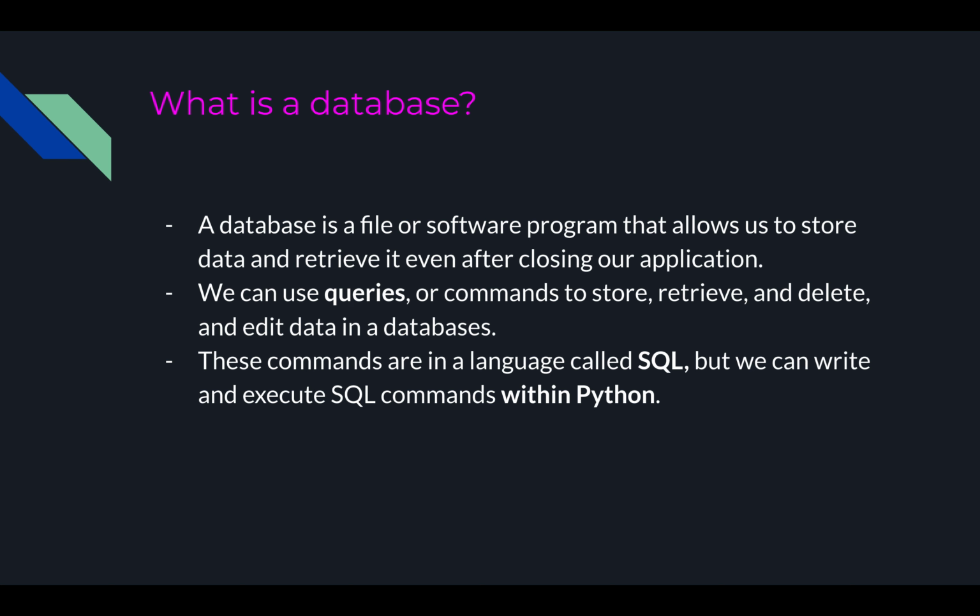So, a database is a file or software program that allows us to store data and retrieve it even after closing our application. Especially if you're new to Python, the only way you probably know how to store information is in arrays or variables. And once you close a program, all of that's gone. A database allows us to save some information, close our program, open it back up, and still be able to access that information.